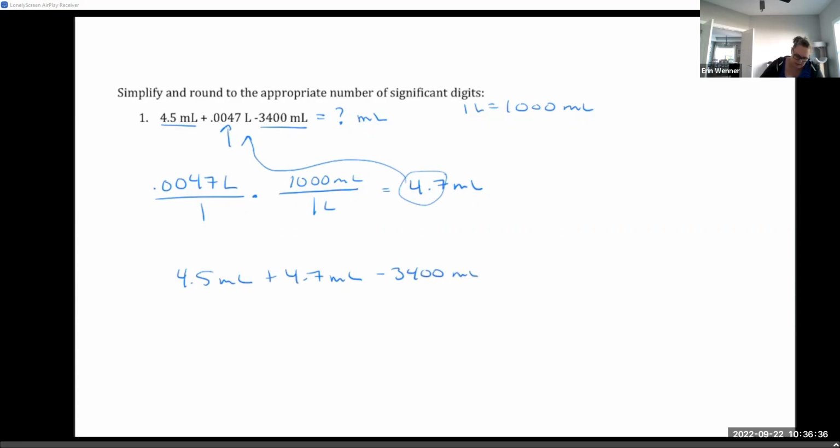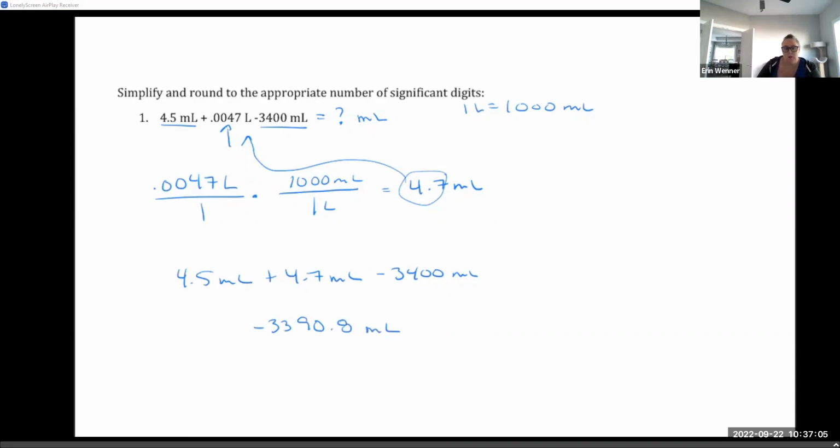So adding 4.5 plus 4.7 minus 3,400 gives us, what do we've got? It's going to give us what? Something. I don't know. What are we getting? We're getting negative 3,390.8 milliliters.